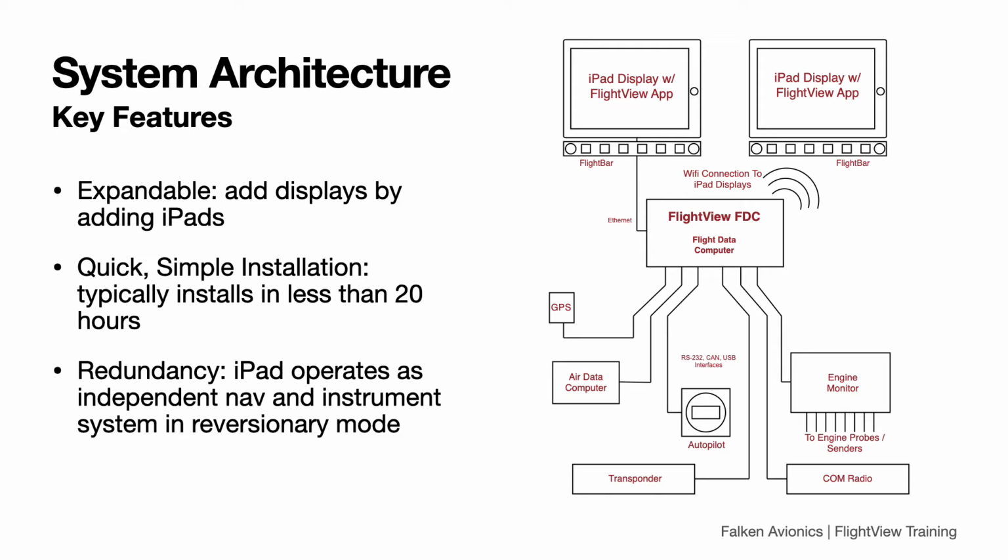Finally, because each iPad is a full computer with its own battery, processors, etc., we have a degree of redundancy not available in most EFIS products. If you lose ship's power, shutting down the back-end components, the application will switch over to a reversionary mode, using the iPad's GPS, barometric sensor, and other onboard capabilities to provide a critical subset of flight and navigation information.